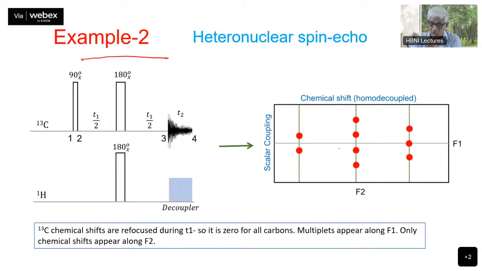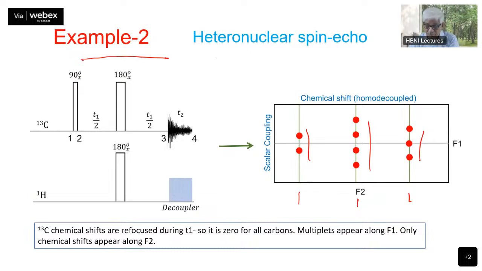So I put it on one horizontal line, it is the chemical shift for all of them, that is zero. Along the F1 dimension, I only have the coupling constant. Therefore, a triplet will appear as a triplet, a quartet will appear as a quartet, a doublet will appear as a doublet. Therefore, along this, I have the triplet here, a quartet here, and a doublet there. And here I have one line. If I take the projection here, one line here, the projection here.